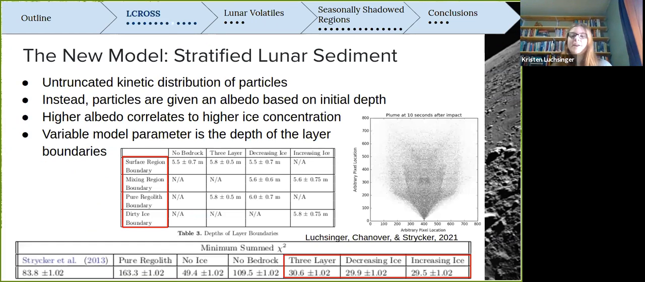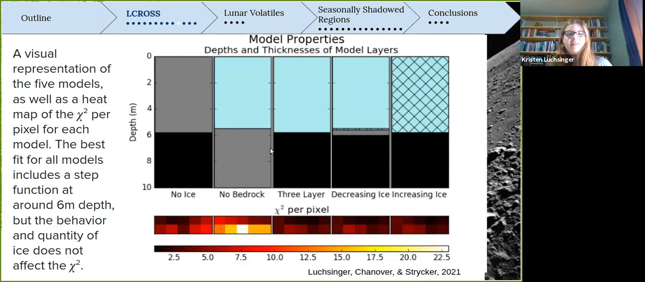So the new model, instead of truncating the initial velocity distribution, what I decided to do was use a stratified lunar sediment model. So my model variable now is the depth of the boundaries of the layers. And when I say layers, I mean layers of material with different albedos. That's really what I'm modeling in this case, stratified lunar sediment, where a higher albedo corresponds to a higher water ice concentration. And I'll go over what possible layers I have in this slide here.